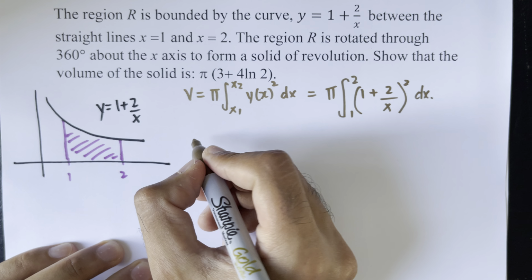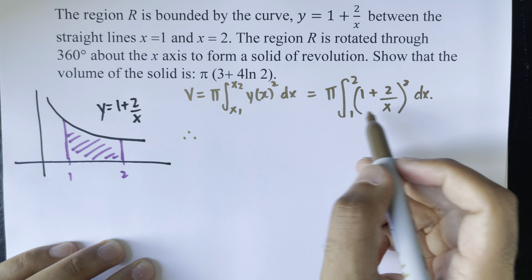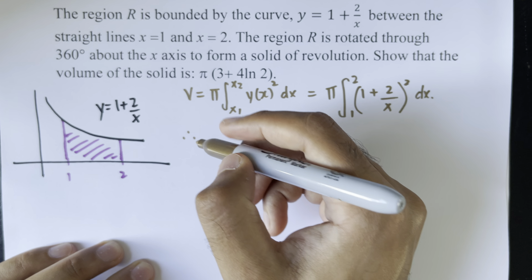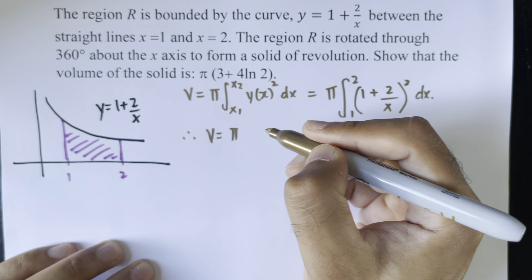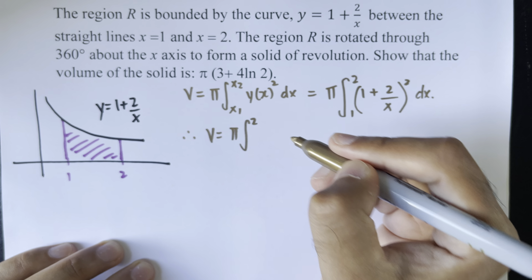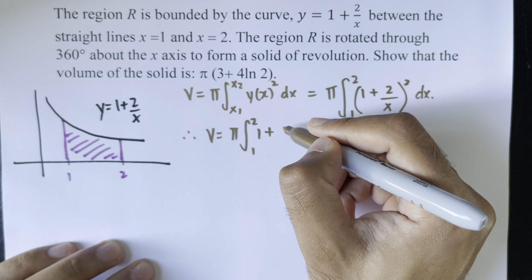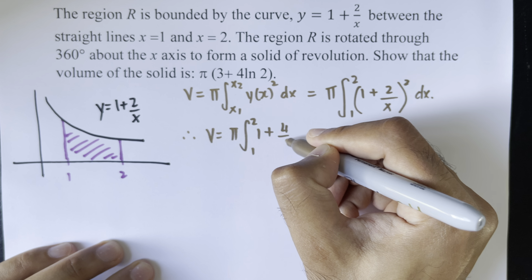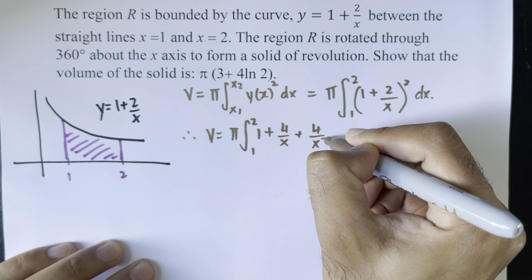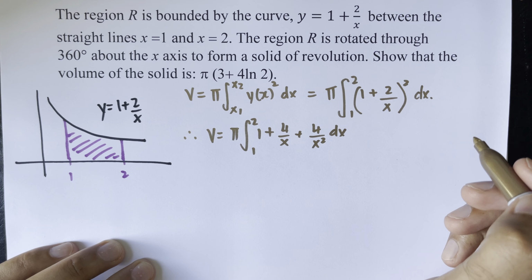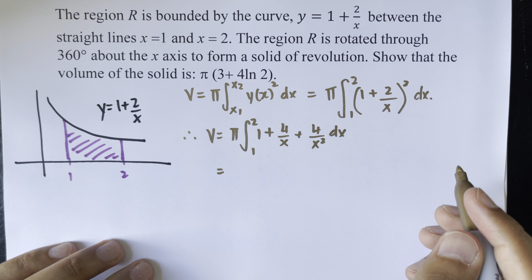and therefore we're going to expand this out because it's a squared term. So volume will equal pi, limits 1 to 2, by expanding out, we will get 1 plus 4 over x plus 4 over x squared dx.